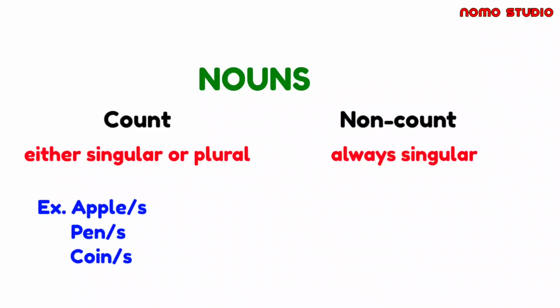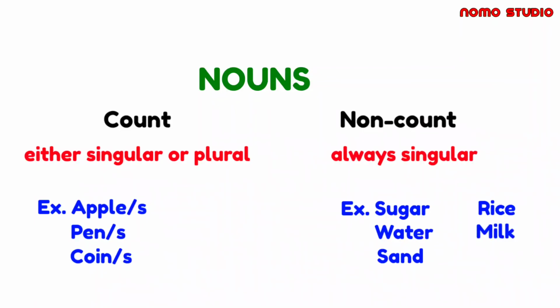While examples of non-count nouns are sugar, water, sand, rice, milk, and etc. Well, it's really obvious that you cannot count how many sand in the river, or how many sugar are there in a hot coffee, or how many single rice are there in one sack.